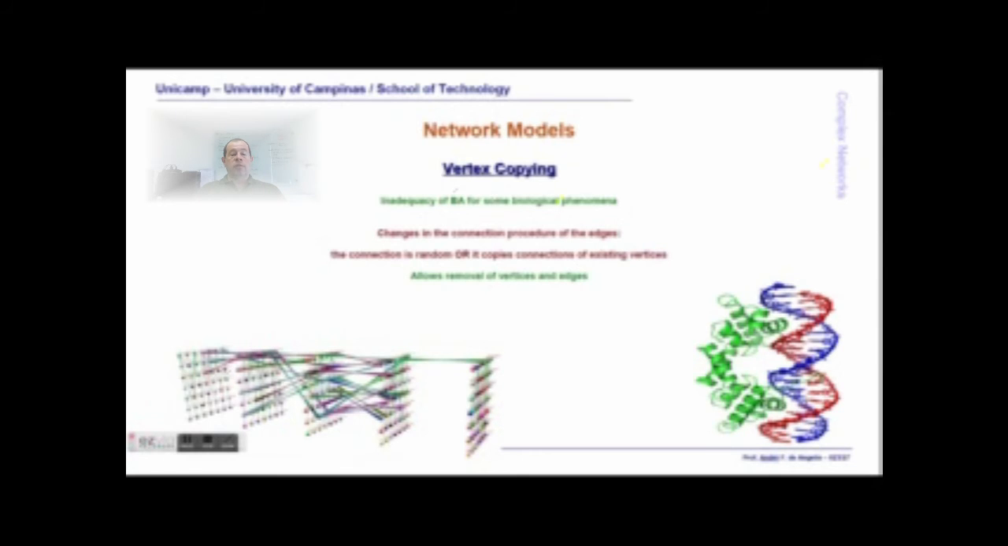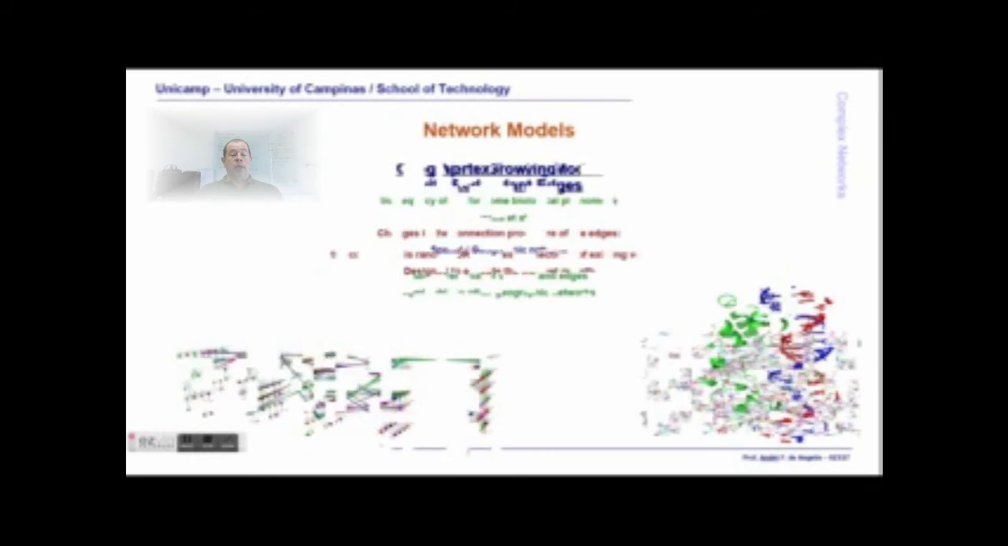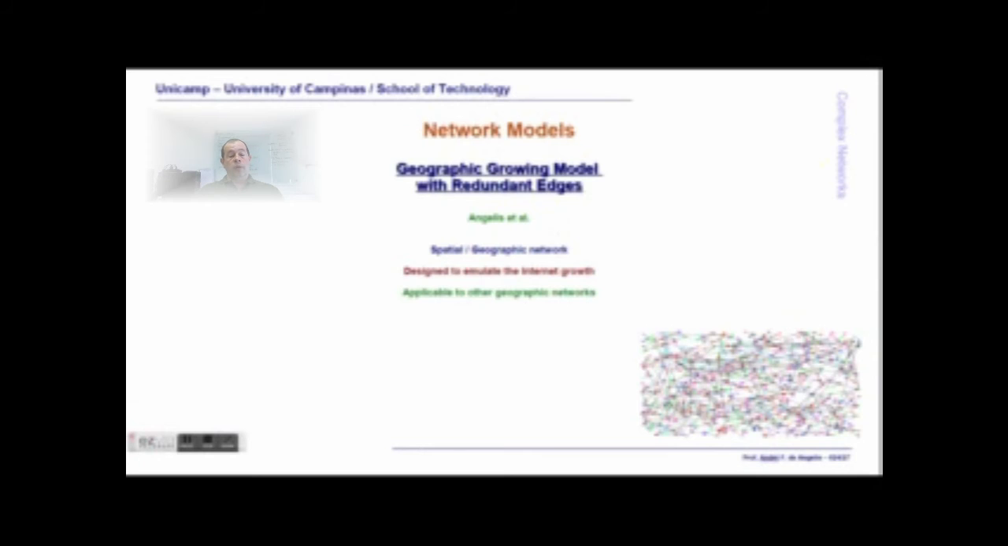I will connect nodes and I will choose between handling the connection of the nodes, or I will inspect one existing node and copy its connections to the new configuration. In this case, the model allows the removal of vertices and edges.